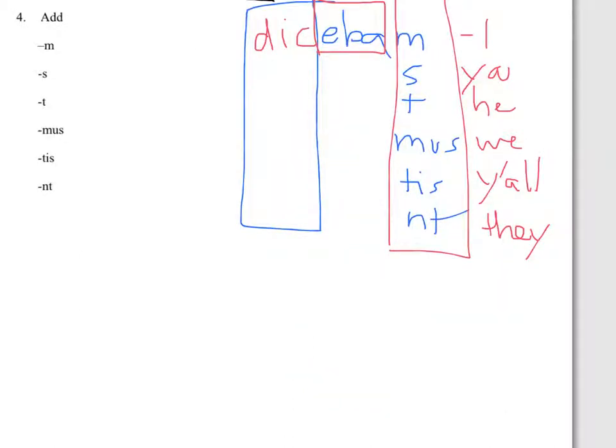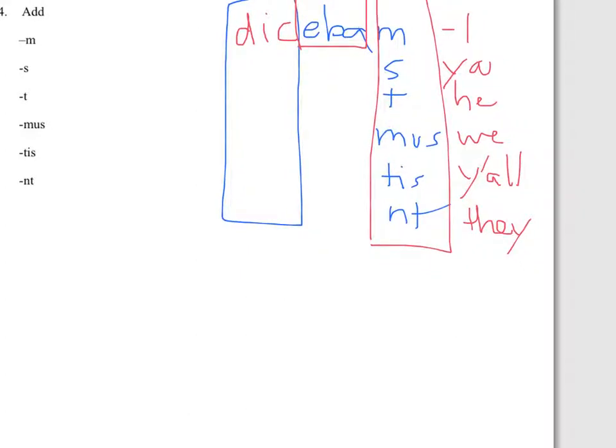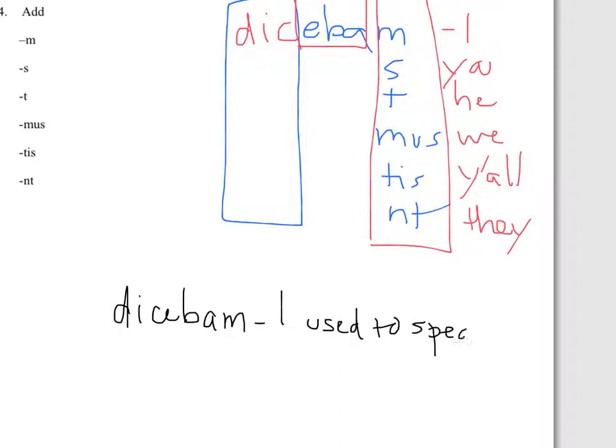It's a good opportunity to review how the imperfect is translated. If you would have, for example, this verb dicebam, it's a past tense. You'll translate it as I used to speak, or I used to say, or I was speaking. I used to speak or I was speaking. There's your normal translation for the indicative imperfect active.